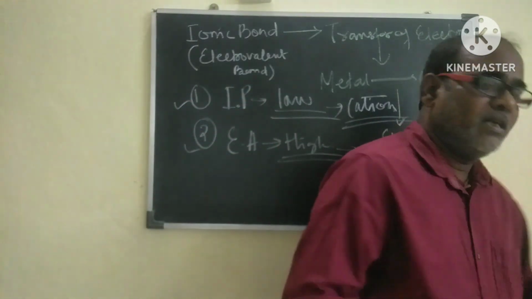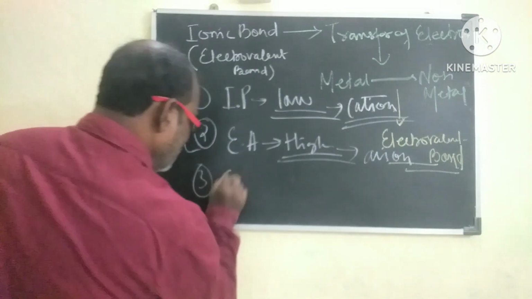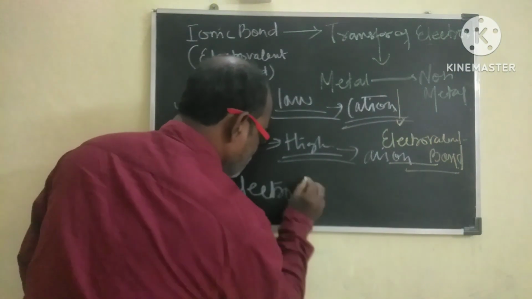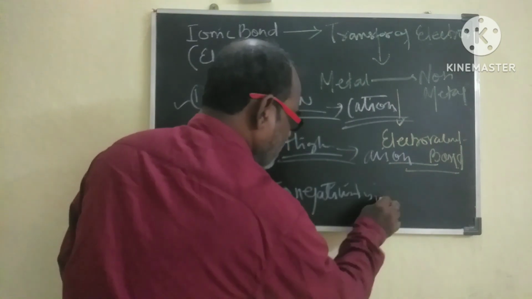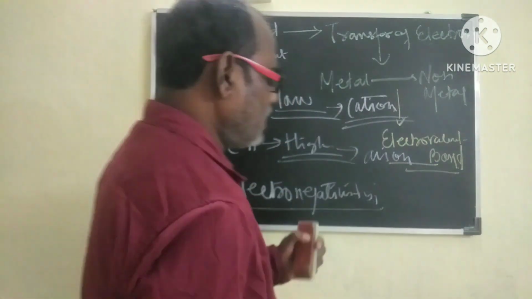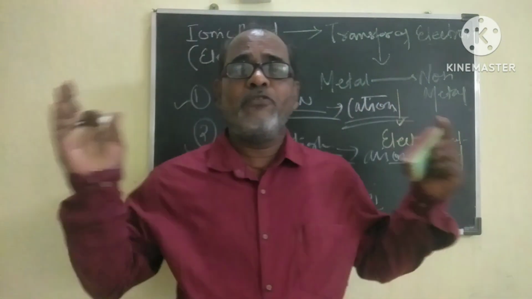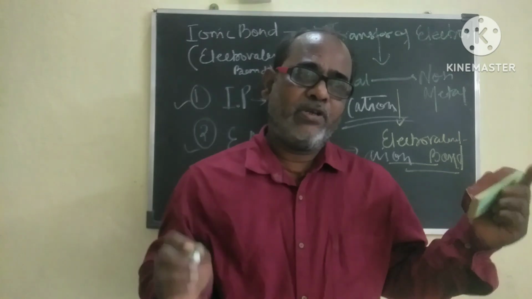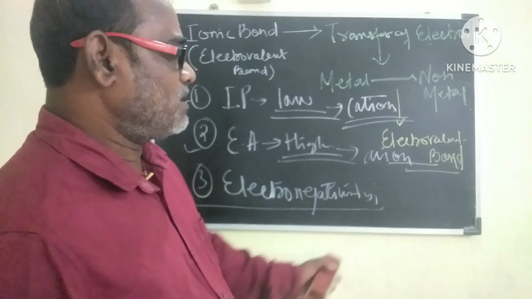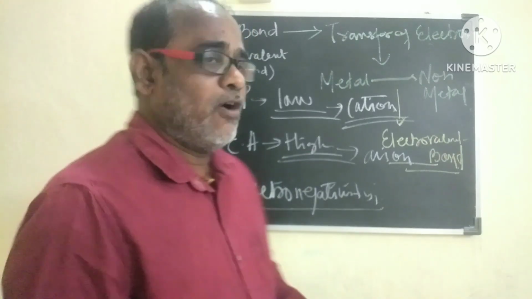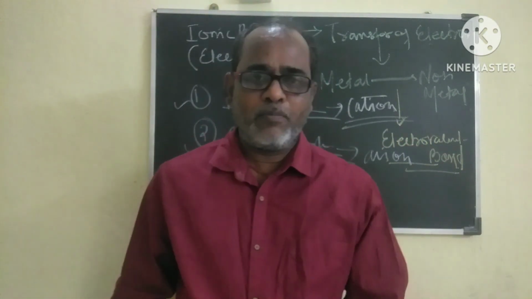One more factor is regarding electronegativity. Number three is electronegativity. Already I have taught you this in an earlier chapter. There should be a large difference in electronegativity. Why? Because then it becomes easier for the transfer of electrons and electrovalent bond can be formed.